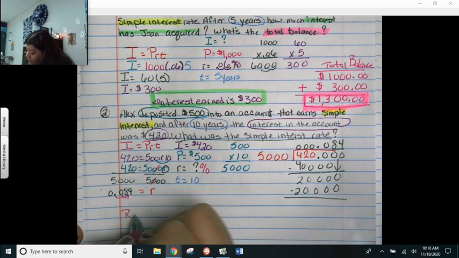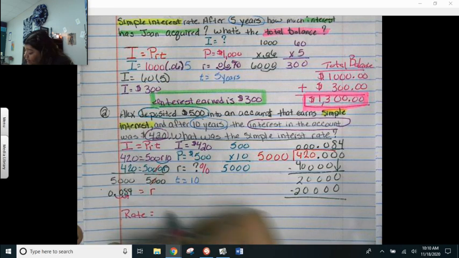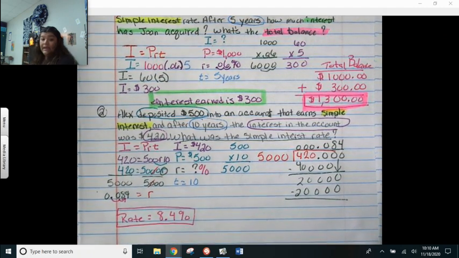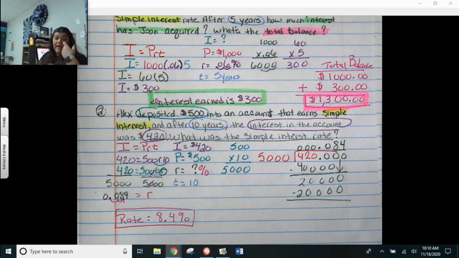So the rate is 8.4%. Okay? The rate is 8.4%. And you would do this process if they asked for how many years. You would do this process if they asked what was the initial amount, okay?